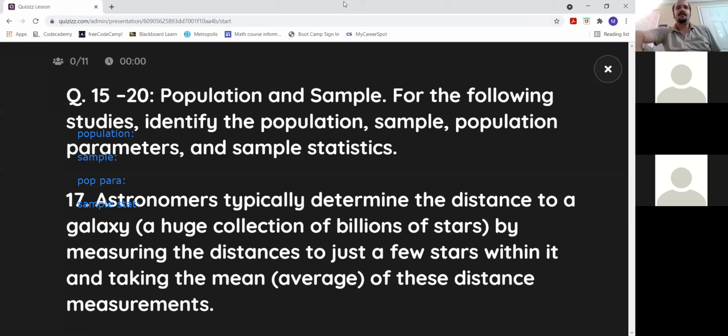Okay, same thing here. We want to know population, we want a sample. So we're doing: astronomers typically determine the distance to a galaxy by measuring the distances to just a few stars within it, and then they take the mean or average of these distance measurements. That's what it said. So what is my population? What is my sample? What is my parameter? And what is my sample statistic?